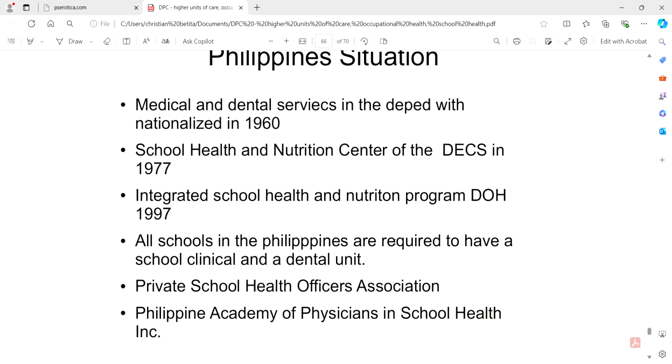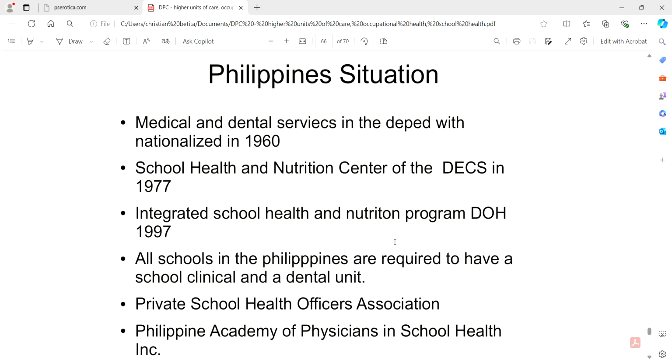So medical and dental services in the DepEd were nationalized in 1960. This began with the School Health and Nutrition Center of the then Department of Education, Cultural and Sports in 1977. In 1997, they started the Integrated School Health and Nutrition Program of the Department of Health. This was different from the Department of Education. And all schools in the Philippines are required to have a school clinic and a dental unit.